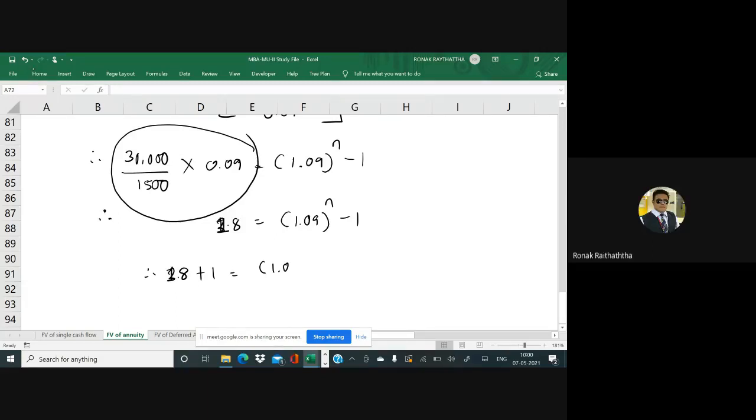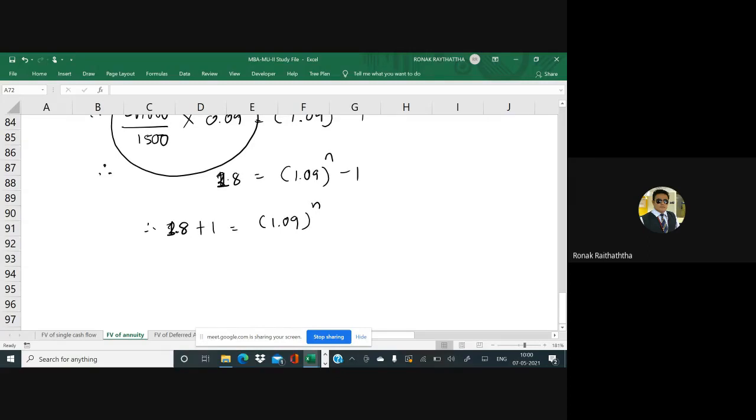1.8 plus 1 equal to 1.09 raised to n. So if you add 1 over there, my friend, you get 2.8 now. Anyway, 2.8 was about to be reached. Okay, 1.09 raised to n.